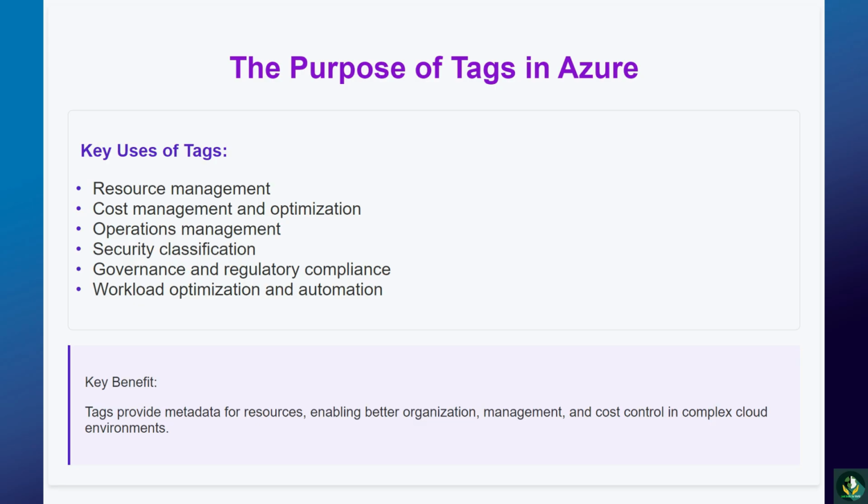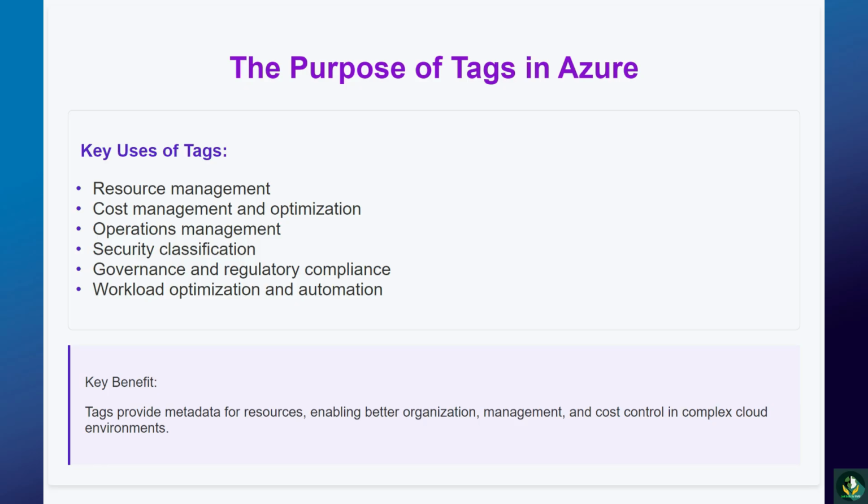Security. In the realm of security, tags play a vital role in data classification. You can use tags to indicate the security level of the data associated with a resource, such as public, internal, or confidential. This classification helps ensure that appropriate security measures are applied to resources handling sensitive data.